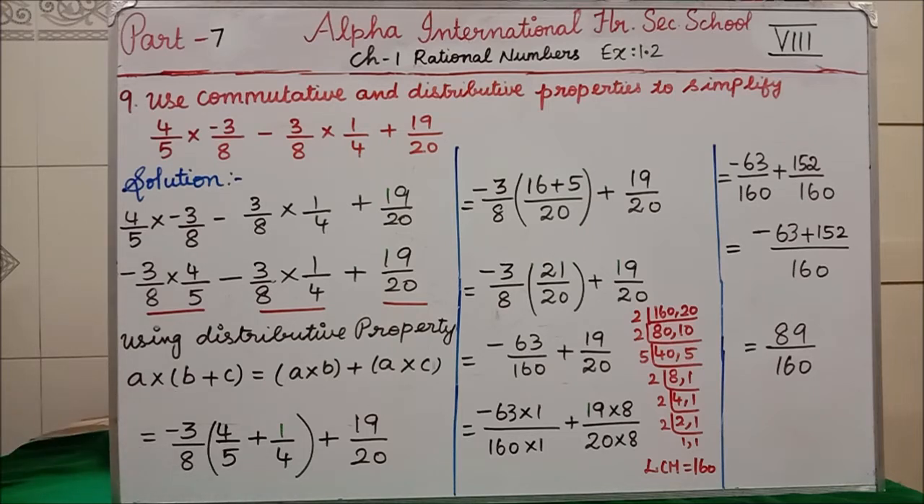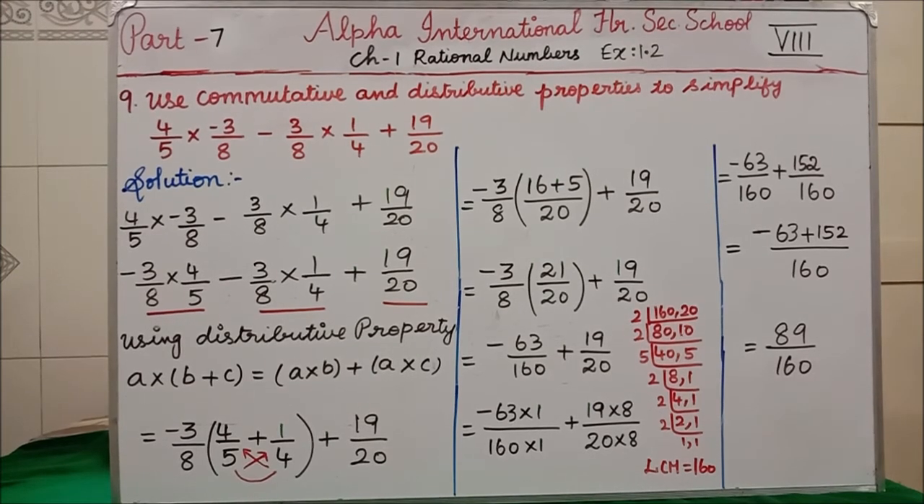So we have to see whether the denominators are the same. The denominators are different, so we have two options. One is cross multiplication and the other one is what? LCM. Here I am going to do the LCM, not cross multiplication.